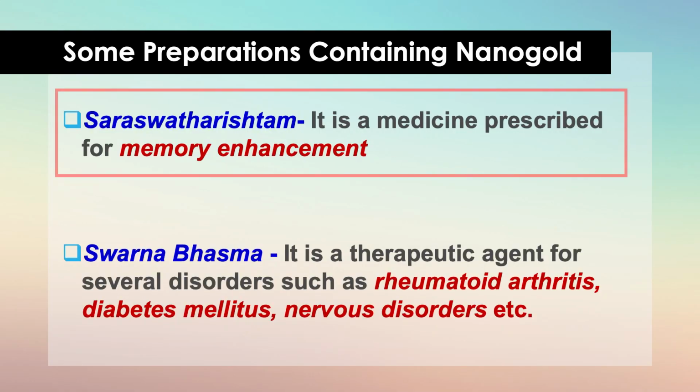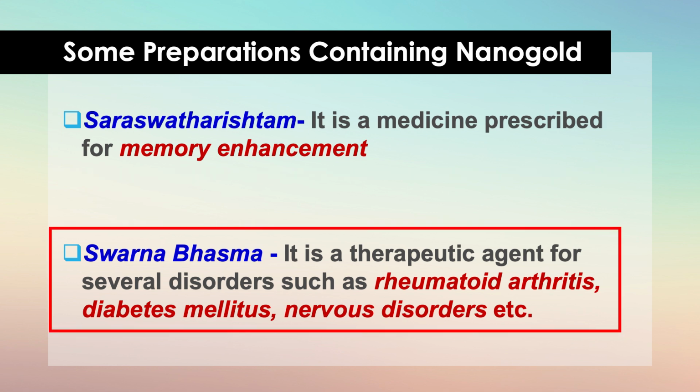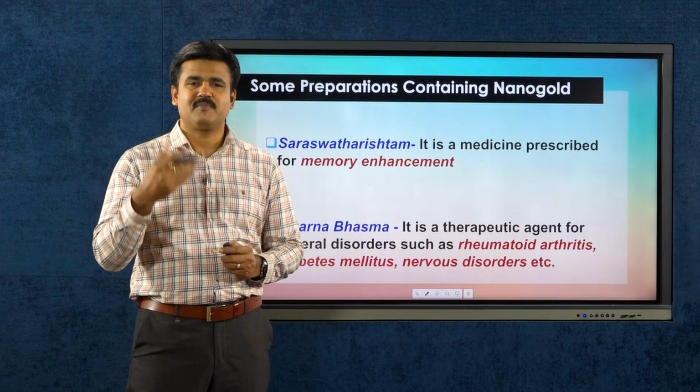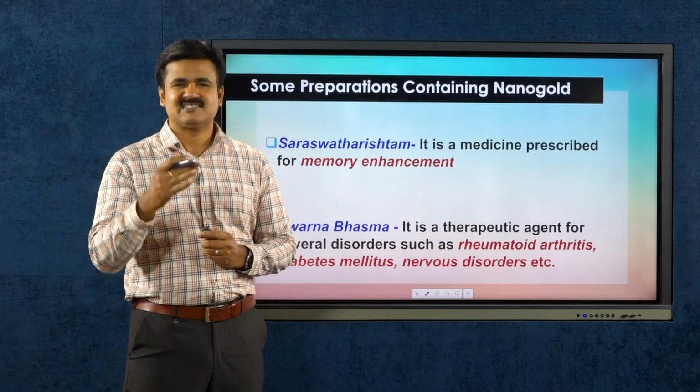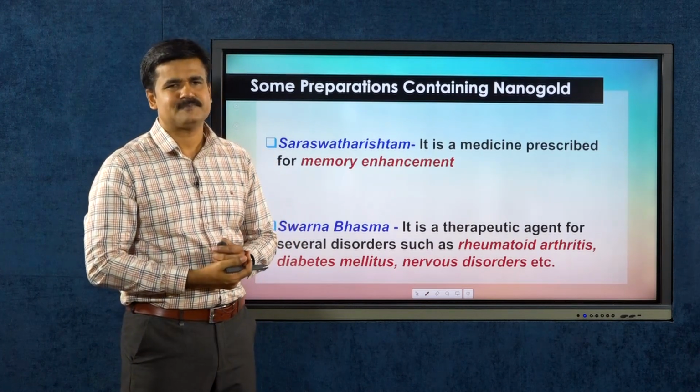First of all, Saraswatarishtam. It is a medicine prescribed for memory enhancement. Next one is Swarnabhasma. It is a therapeutic agent, a medicine to treat several disorders such as rheumatoid arthritis, diabetes mellitus and nervous system disorders. So, we used nanoparticles during the historical time for the preparation of several kinds of Ayurveda medicines.